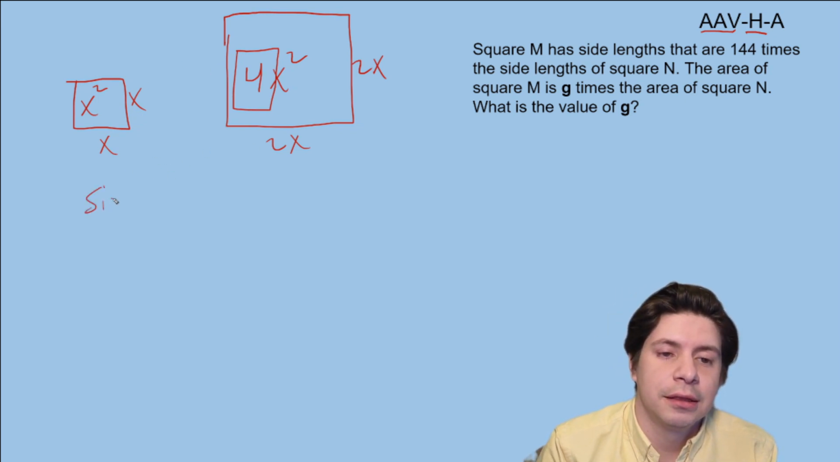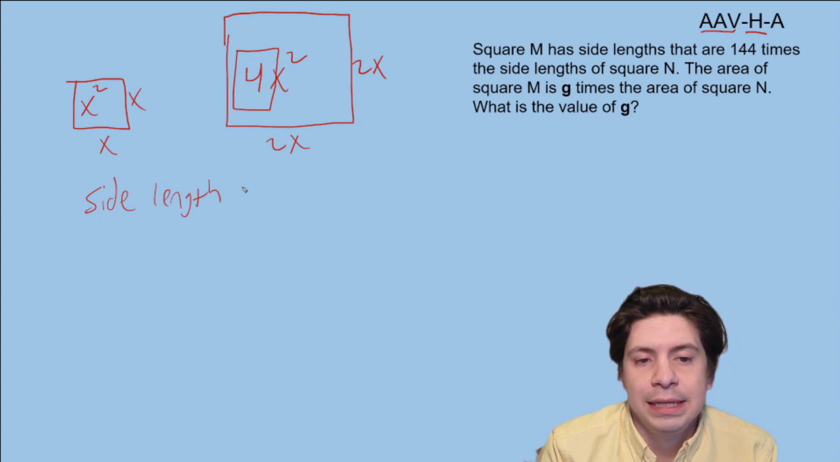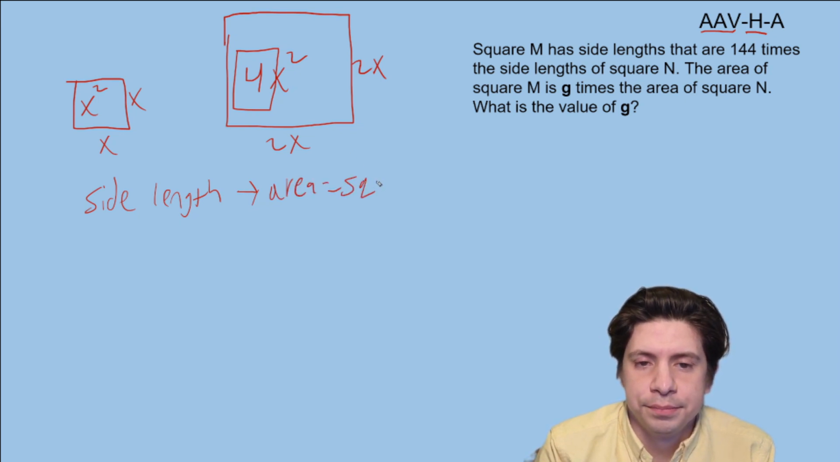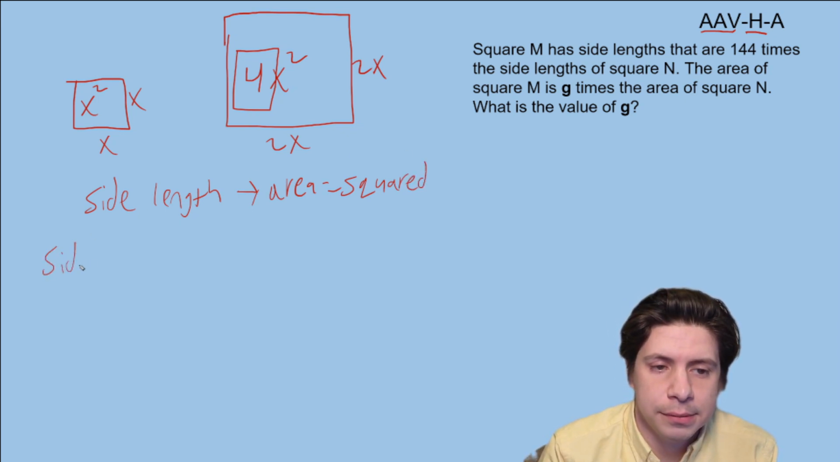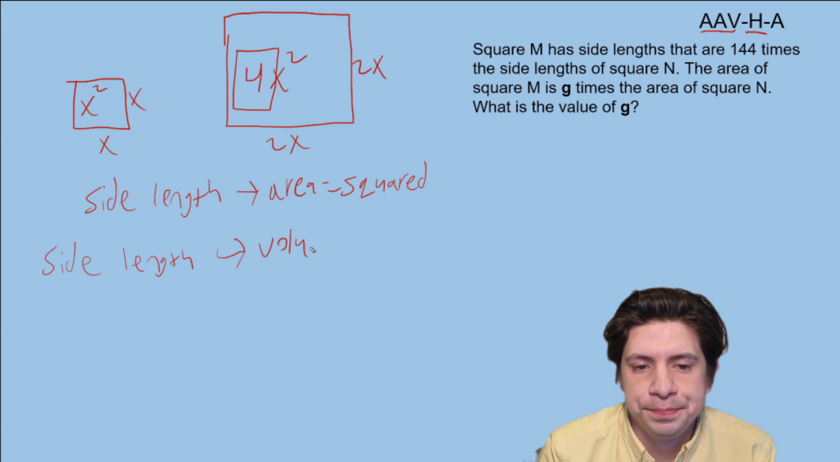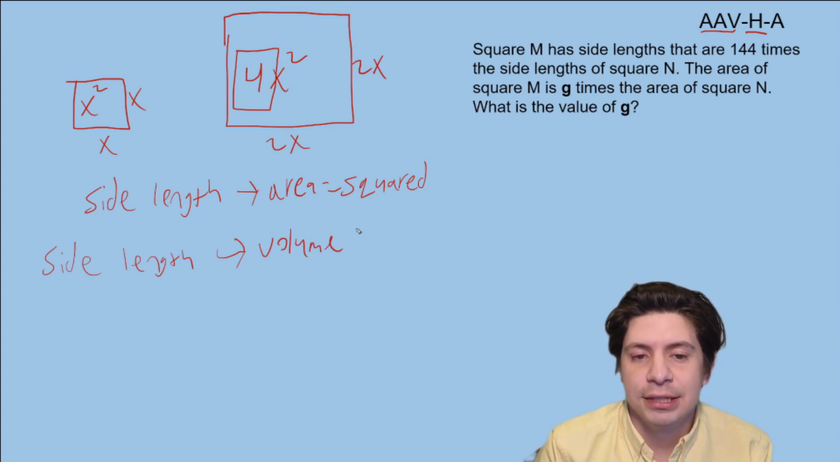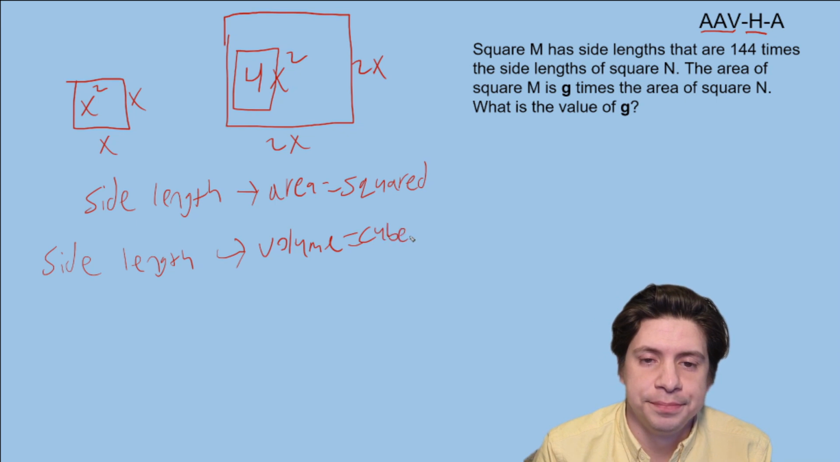So side length to area equals squared. Now if you did side length to volume, you would do cubed, because there's 3 dimensions and each one would be affected by the proportion, right? So it would be cubed.